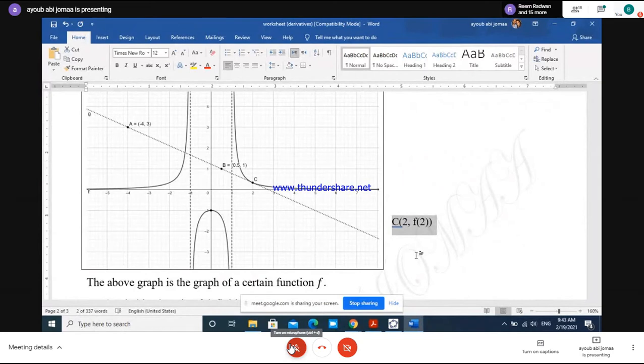Wait, here you are saying that AC is AB plus BC. What do you mean here? As vectors? Vectors. AC is equal to AB plus BC.